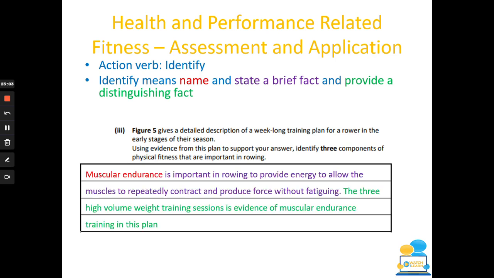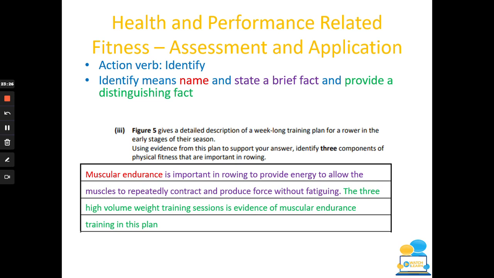And also we're looking at muscular endurance. So we're naming our component of fitness and we're stating a brief fact. It's important in rowing to provide energy to allow the muscles to repeatedly contract and produce force without fatigue. So again, we're stating a brief fact and we're explaining what muscular endurance is and why it's important for rowing. So again, rowing, elite level rowing.